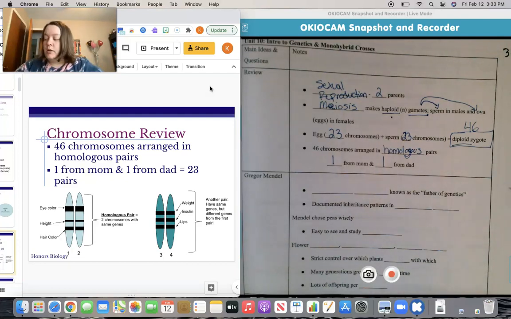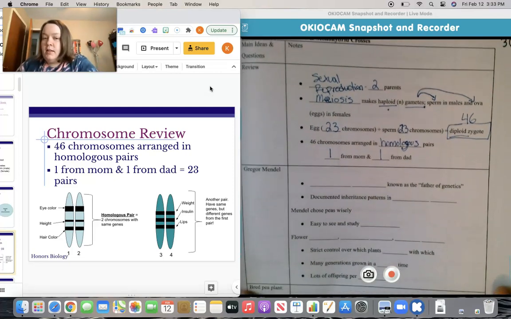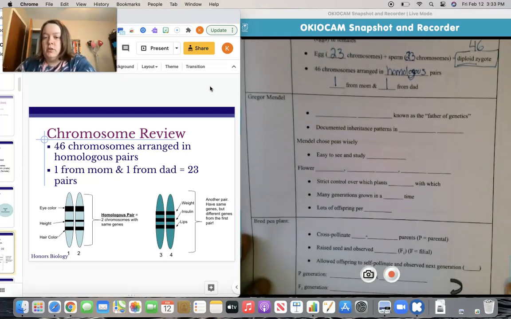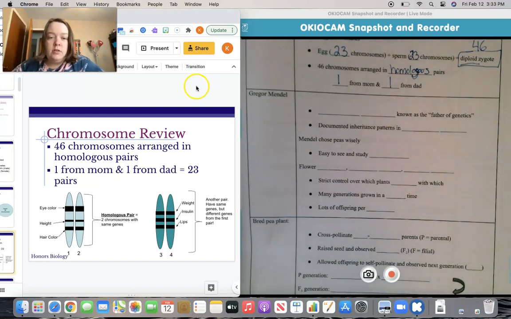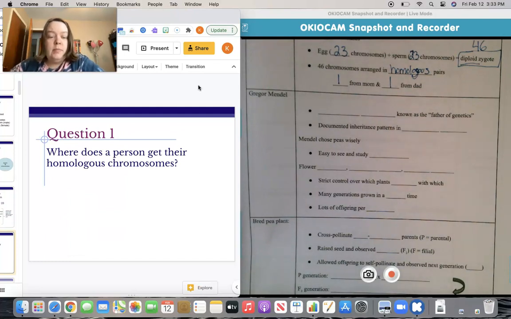And the combination of genes that you inherit from your mother and your father in the homologous chromosomes, the combination that you get, is going to determine your traits, what you look like, who you are. And that leads us very nicely into our discussion about genetics. When we start discussing genetics, we have to start with the father of genetics. But first, let's go ahead and have a question. Question number 1 is, where does a person get their homologous chromosomes?